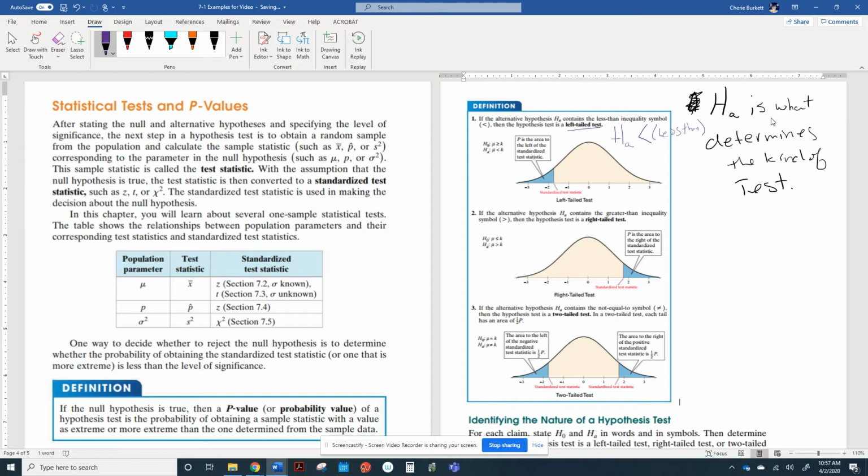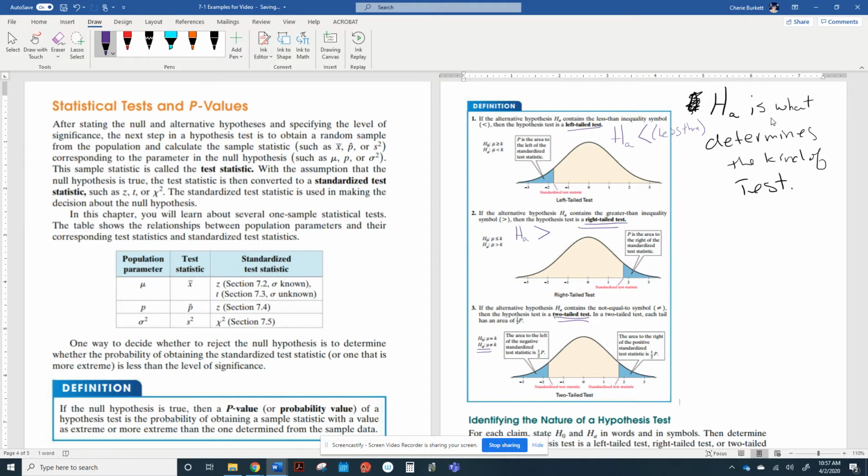And that's going to be the opposite. If your alternative hypothesis is greater than, you're going to use the right tail test. And if your alternative hypothesis is not equal to, then you're going to use the two tail test. You'll have shading on both sides.